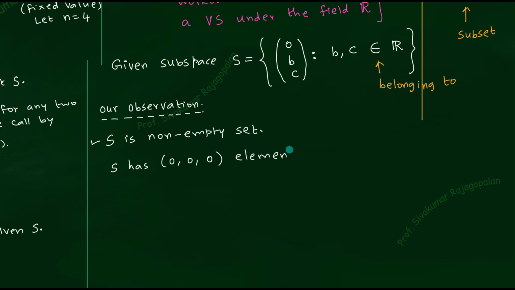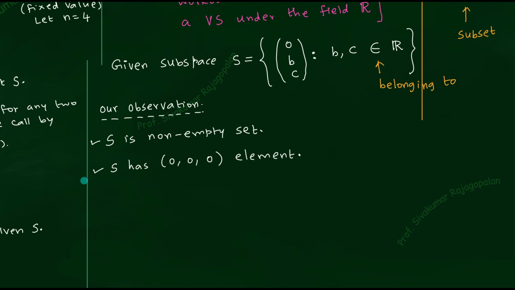It is very easy to say. What is B and C you have to verify. B and C is the element of R. Real number. Real number has a 0, right? Therefore, S has a 0 element. That's all. So the conclusion is quite simple. So these two things are very straightforward.